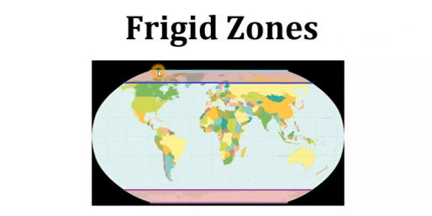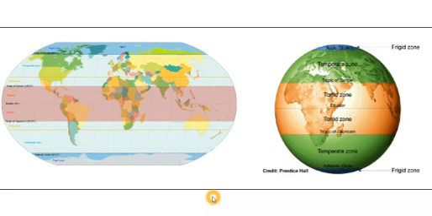Right. On a map, you know that the North Pole, which is actually a spot, will be a line, right? So the area between the North Pole and the Arctic Circle is the frigid zone here in the northern hemisphere. The area between the Antarctic Circle and the South Pole is the frigid zone here in the southern hemisphere.